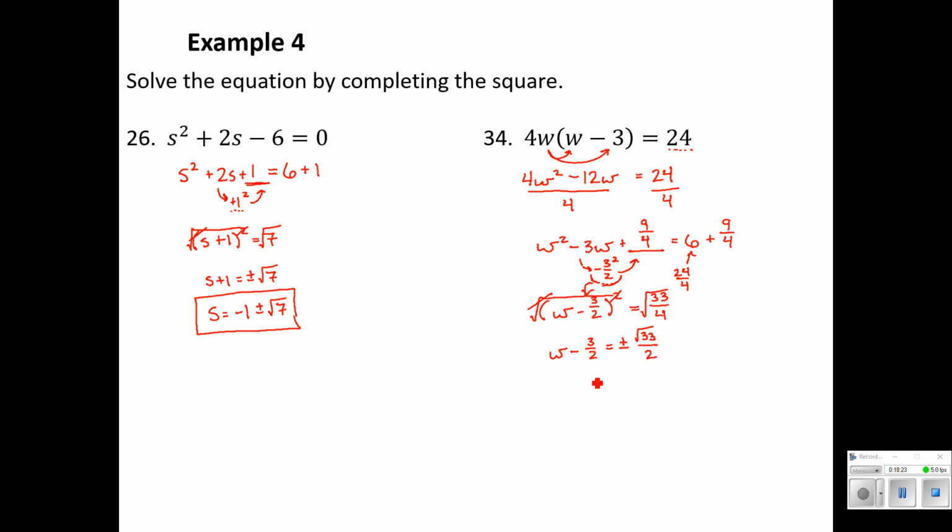All we have left to do is add that 3 halves over to the other side. And we get w equals 3 plus or minus root 33, and that's all over our common denominator of 2. And answers that look like this are not uncommon when dealing with quadratics. So don't be alarmed if you have something that looks a little bit complicated like these two did. Totally fine.